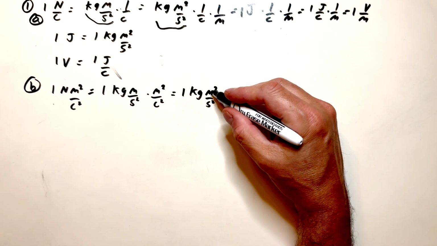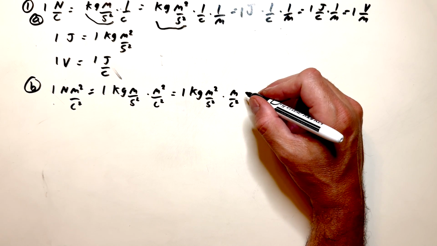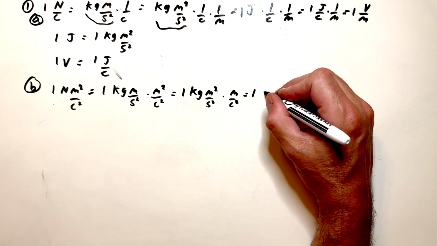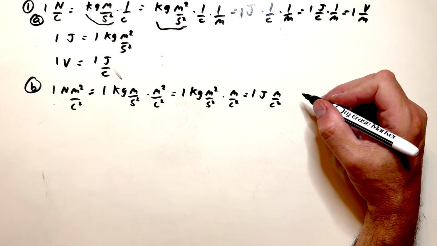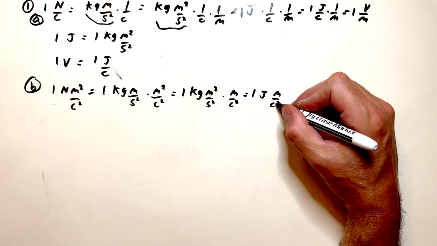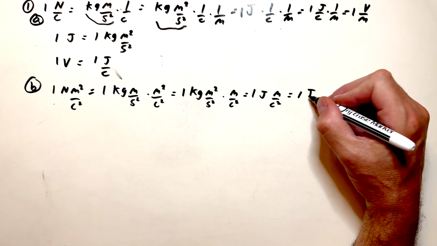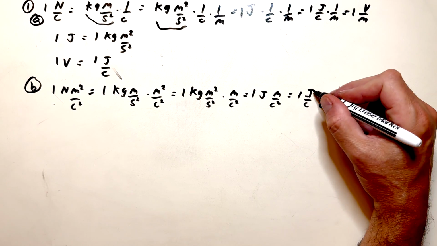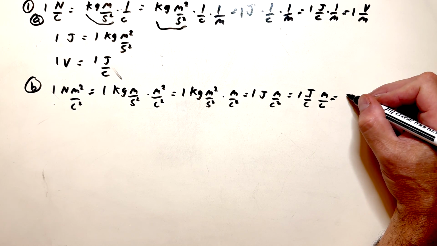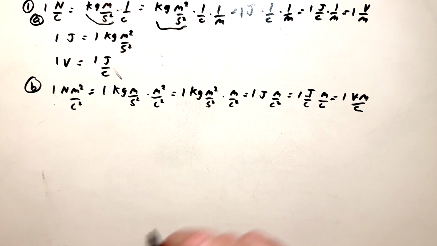So this, kilograms meter squared per second squared, is joules. And so that gives me 1 joule meter per coulomb squared. And then I'm going to move one of the coulombs underneath the joules, and I'll write 1 joule per coulomb, meters per coulomb. And that, of course, 1 joule per coulomb is a volt again, and so I get 1 volt meter per coulomb, which is what I wanted.